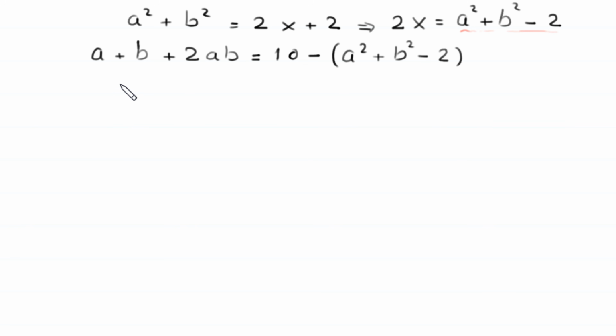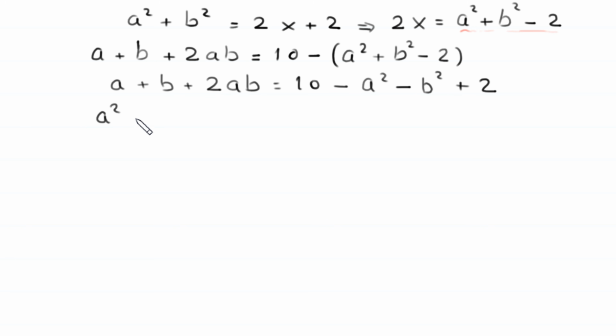Further simplifying, this becomes a plus b plus 2ab equals 10 minus a squared minus b squared plus 2. Move the two terms, negative a squared and negative b squared, to the left hand side. Then this becomes a squared plus b squared plus 2ab plus a plus b equals 10 plus 2, which is 12.